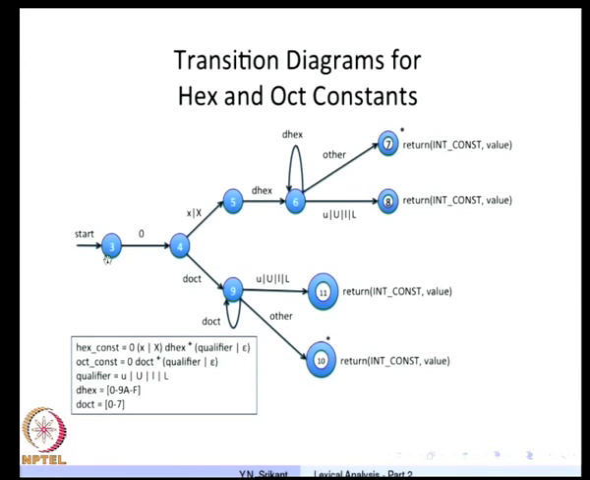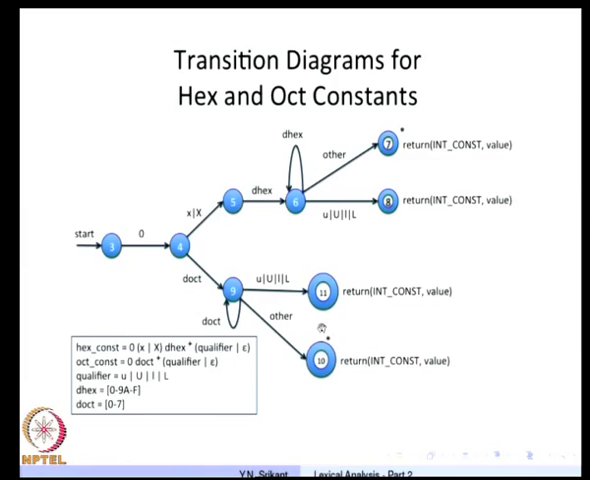So, starting from state 3, on a 0 we go to state 4, now we branch. It is a hexa constant, so there is an X, or it is an octal digit 0 to 7, then we go to state 9. So, either 5 or 9. If it is an octal constant, in state 9 we consume all the octal digits, and on getting a qualifier we go to state 11, or on getting some other operator or symbol we go to state 10. This is a retracting state, that means the symbol which brought us from 9 to 10 is not a part of the token. In both these cases, 10 and 11, we return the token int const and the value as well.